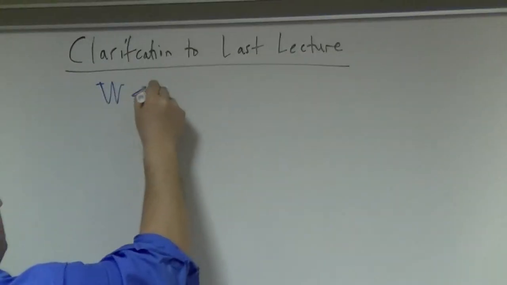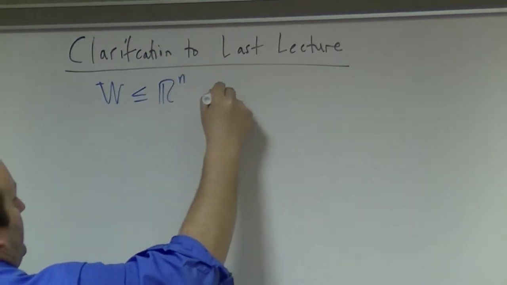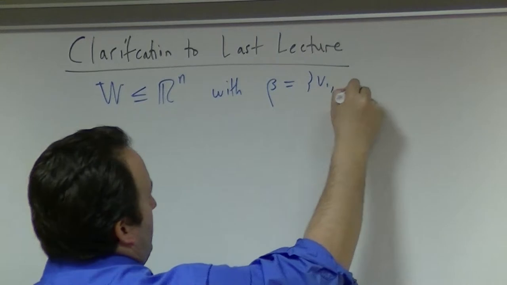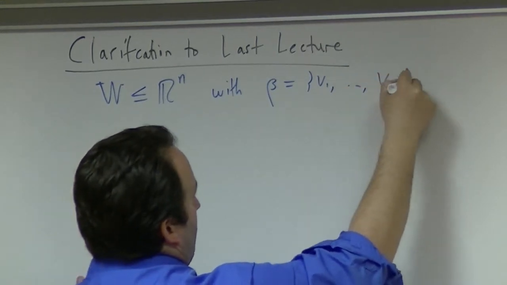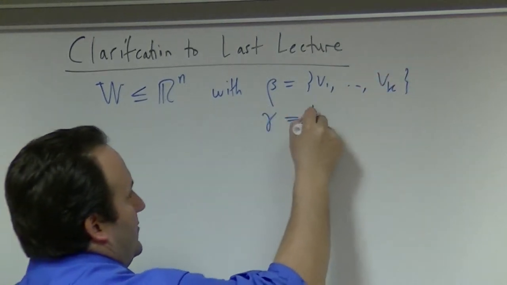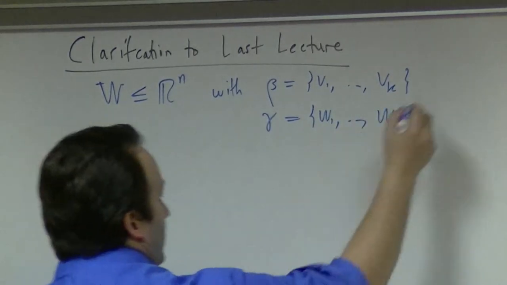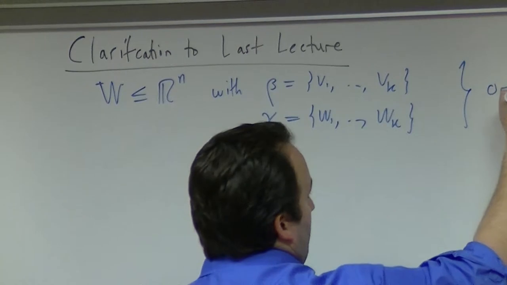So suppose we have a subspace W of Rn. And we have two bases: theta, let's say v1 through vk, and gamma, let's say w1 through wk. So these are both orthonormal.